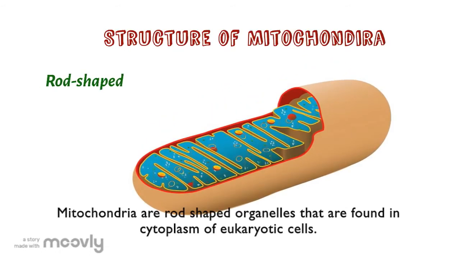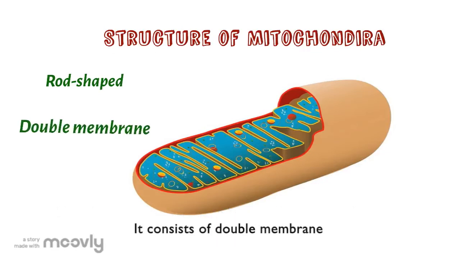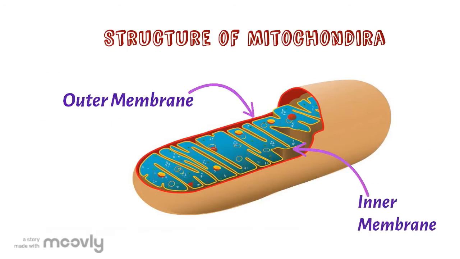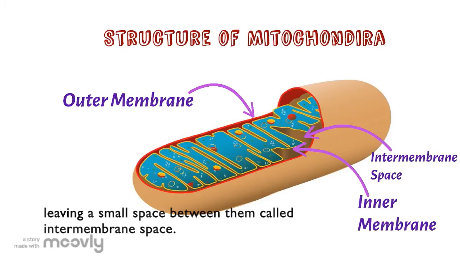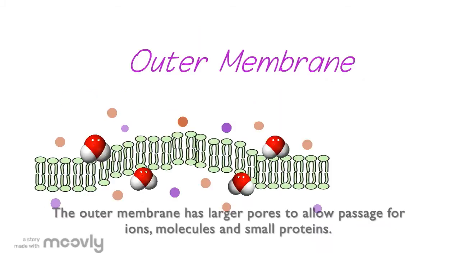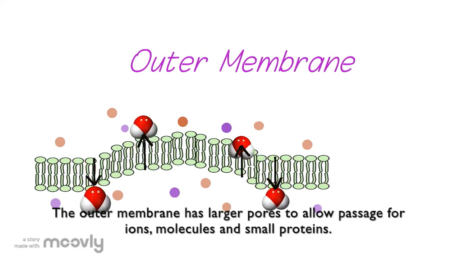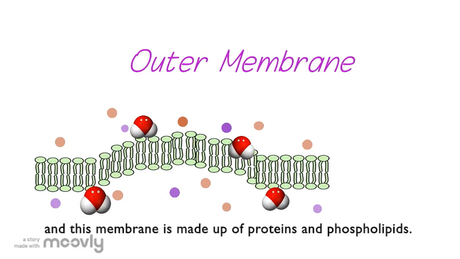Mitochondria are rod-shaped organelles that are found in the cytoplasm of eukaryotic cells. It consists of a double membrane, which is the outer membrane and the inner membrane, leaving a small space between them called the intermembrane space. The outer membrane has larger pores to allow passage for ions, molecules, and small proteins, and this membrane is made up of proteins and phospholipids.